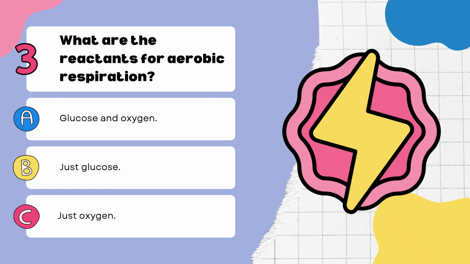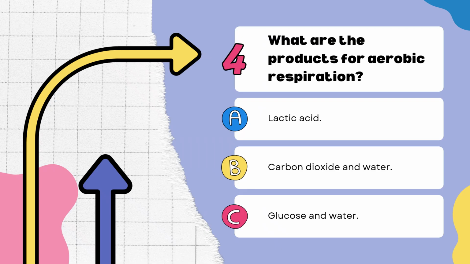What are the reactants for aerobic respiration? Do we need glucose and oxygen? Just glucose or just oxygen? Yes, glucose and oxygen. What are the products for aerobic respiration? Is it lactic acid, carbon dioxide and water, or glucose and water? Yes, we produce carbon dioxide and water.